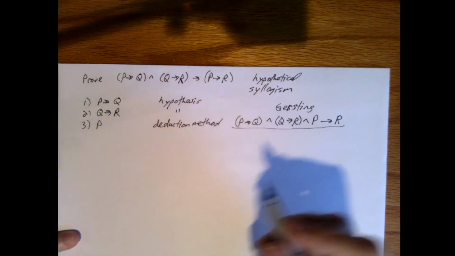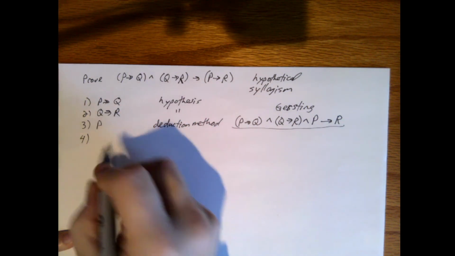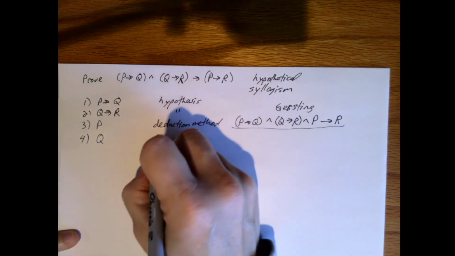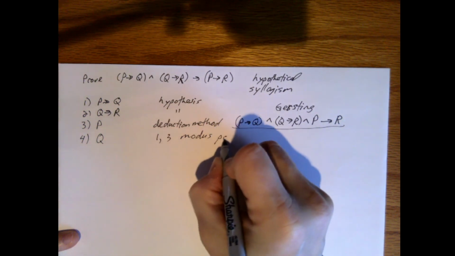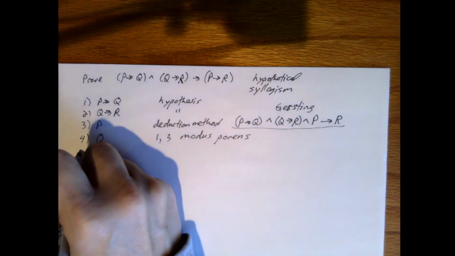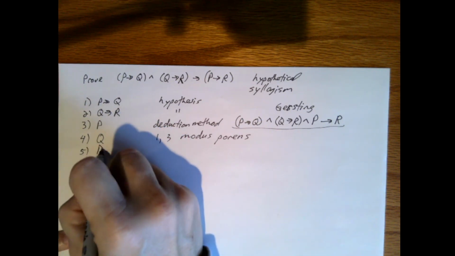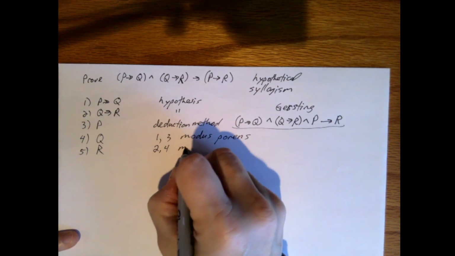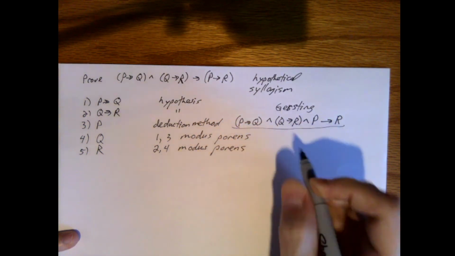Okay? So now what can we do? Well, now just go through the chain of things, right? I can get Q by taking P and P implies Q, so 1 and 3, and modus ponens. And now Q and Q implies R gives me R, so I use 2 and 4 in modus ponens. And this is how we got this.